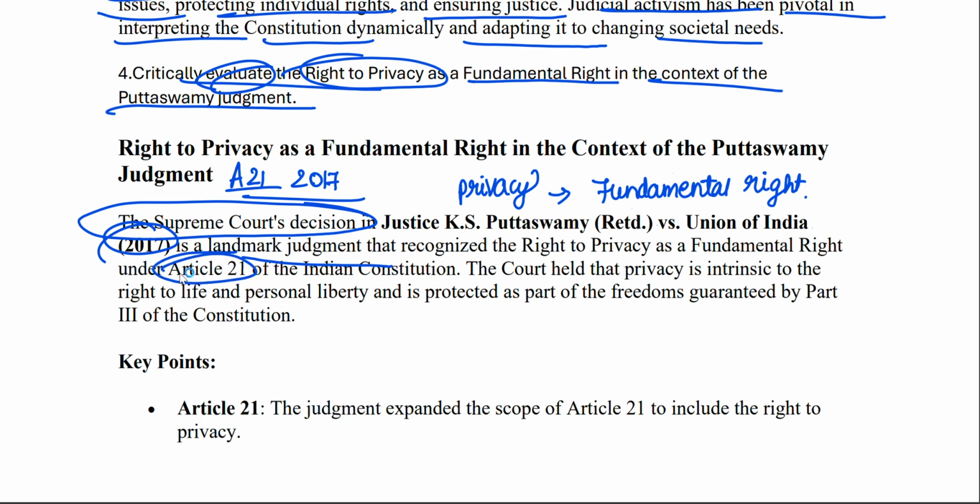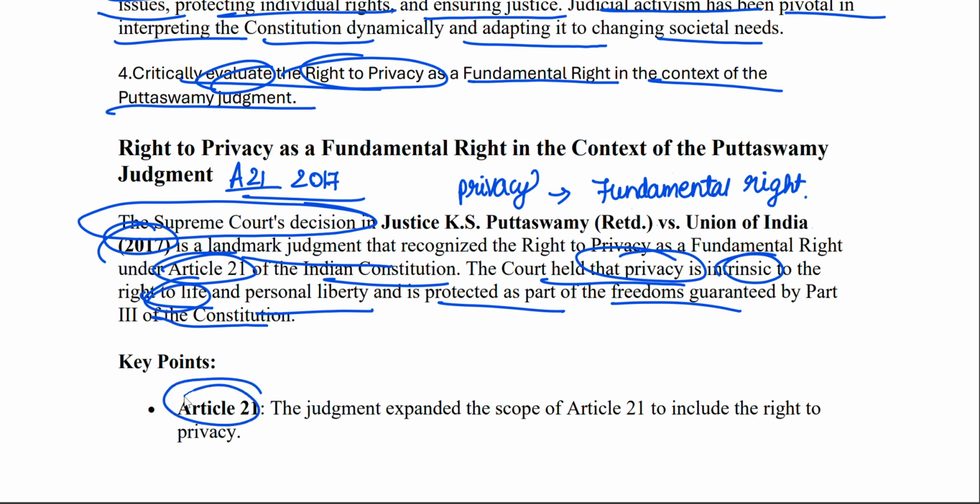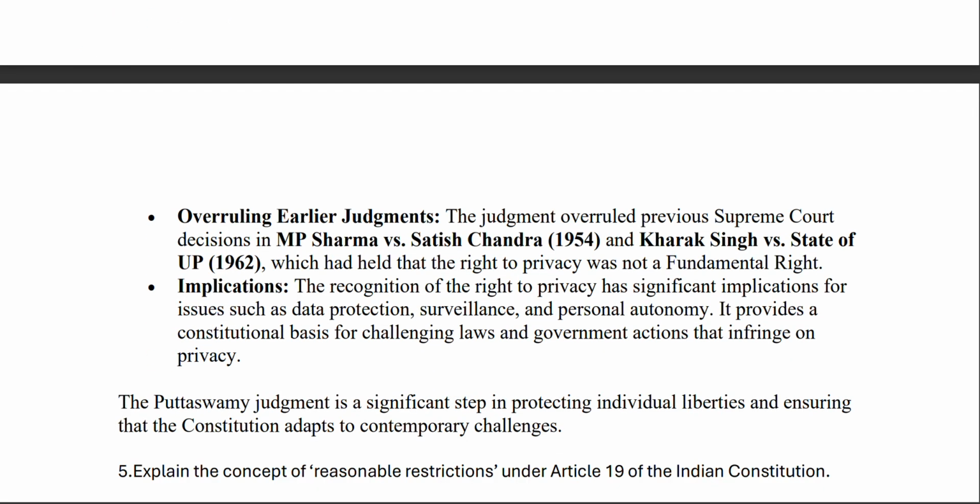Under Article 21 of the Indian Constitution, the court held that privacy is intrinsic to the right to life and personal liberty and is protected as a part of the freedoms guaranteed by Part 3 of the Constitution. The judgment expanded the scope of Article 21 to include the right to privacy. Overruling earlier judgments, it overruled previous Supreme Court decisions in MP Sharma versus Satish Chandra, 1954, and Kharak Singh versus State of Uttar Pradesh, 1962, which had held that the right to privacy was not a fundamental right.